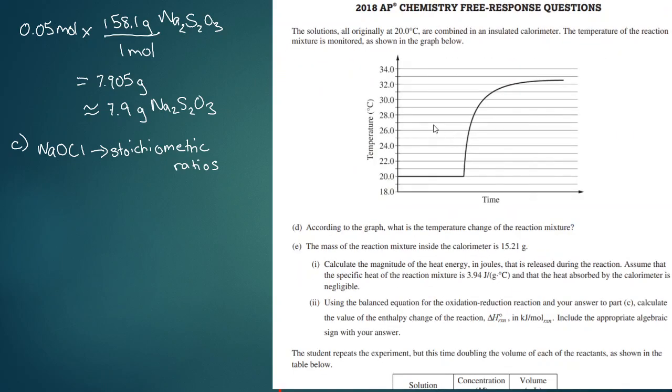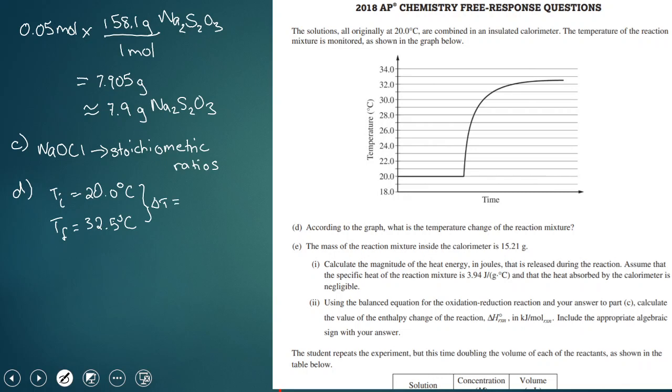Okay, part D says, according to this graph, what is the temperature change of the reaction mixture? We're given that the solutions are originally at 20 degrees Celsius, so I'll just write that Ti is equal to 20.0 degrees Celsius, and that the temperature of the reaction is shown in the graph up below. In this graph, we see that it levels off at about 32.5 degrees Celsius. And so our delta T is going to be 12.5 degrees Celsius. Now this will come into play because if you remember originally, we're talking about enthalpy, and I believe the next question is going to involve enthalpy. We're releasing energy because our temperature is increasing, so this is an exothermic reaction. So keep that in mind when you're thinking about sign conventions or when you're thinking about just any conceptual questions. This is an exothermic reaction.